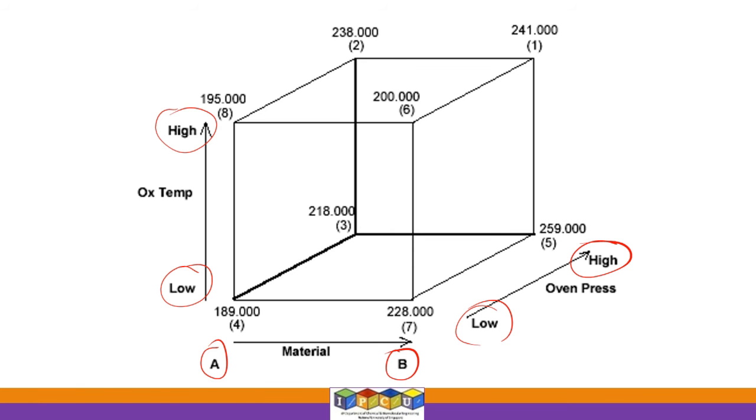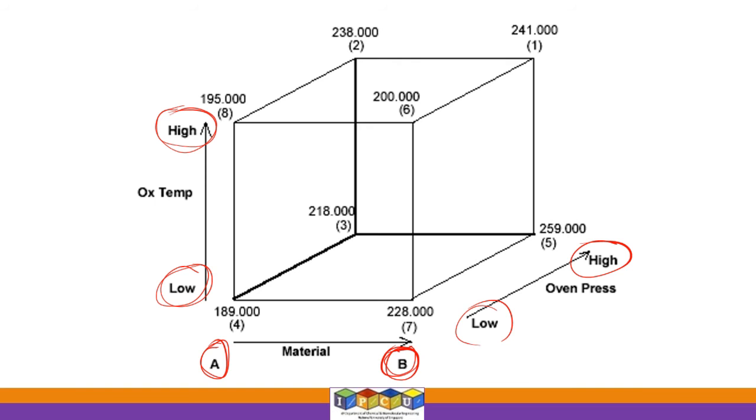If you look at material, that's a discrete variable because we have only 2 materials. One is a low grade material called material A. The other is a high grade material called material B. So it's not a continuous variable. We do not know if we can tailor materials that are between A and B. So I would consider material to be a discrete variable. It can either be A or B. Whereas oxidation temperature can be set at any value between a low value and a high value. Likewise for oven pressure. In any case, the experiments are represented as corners of the cube.